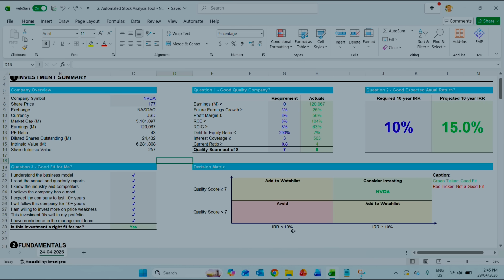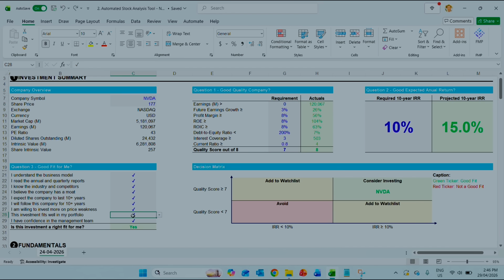Second dimension, that's your expected annual return over the next 10 years. If it's above or equal to 10%, then the company will end up being here. And then the last dimension, which is: is this investment a good fit for you? Well, if it's green, it means that it's a good fit for you. Otherwise, it means that it's not a good fit for you.